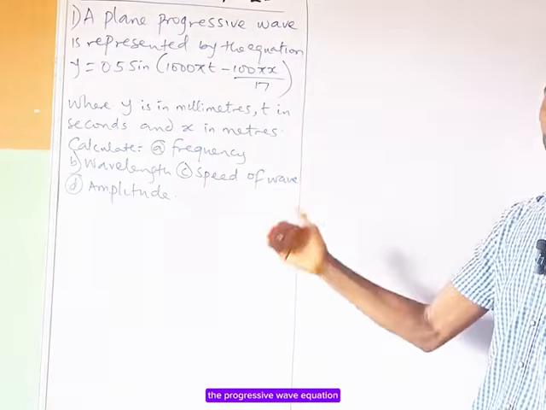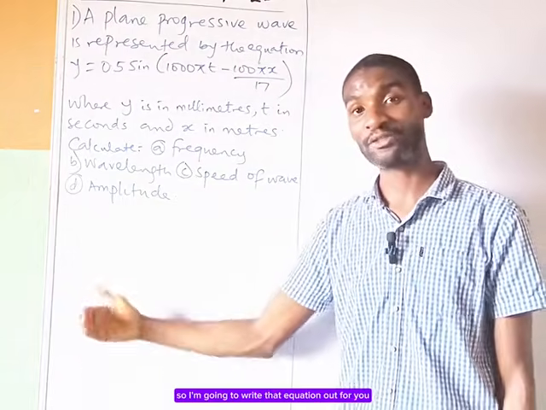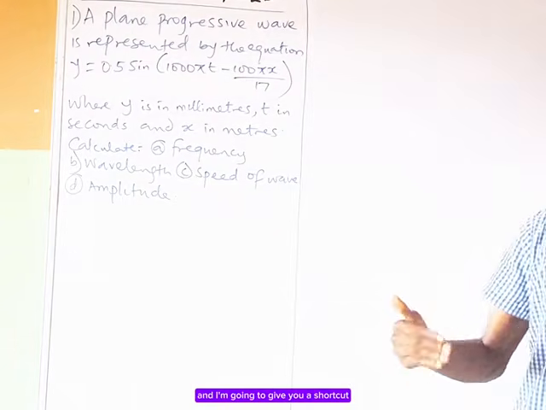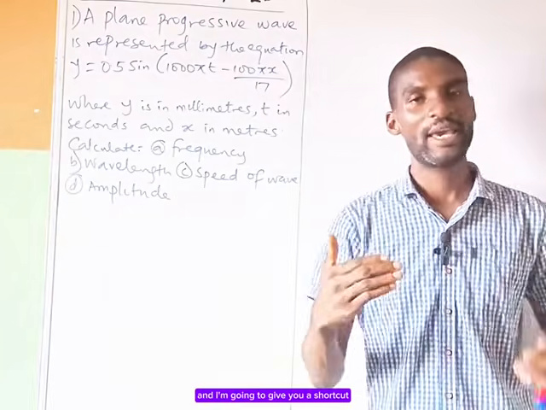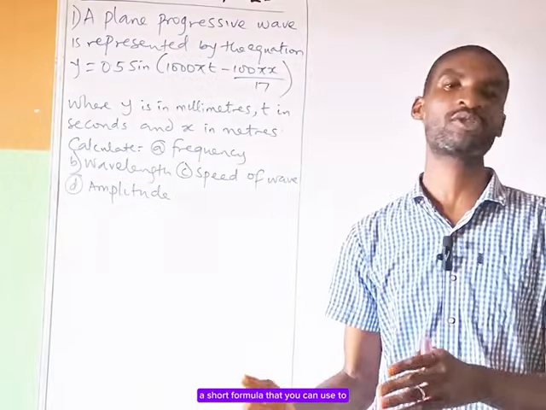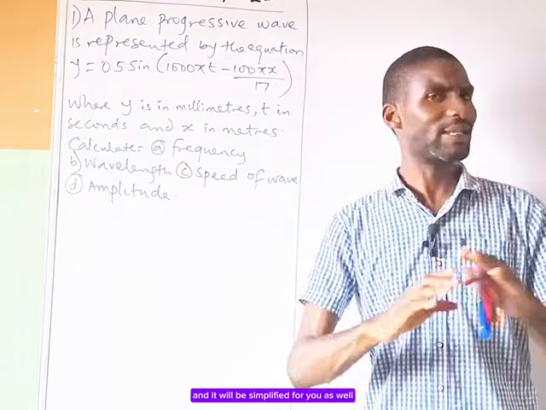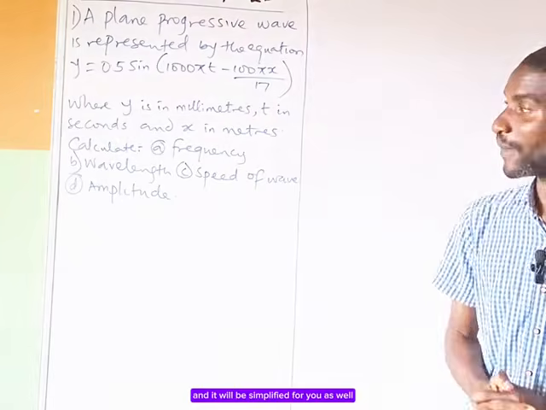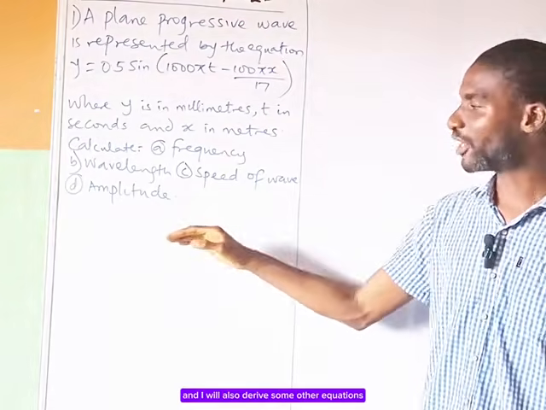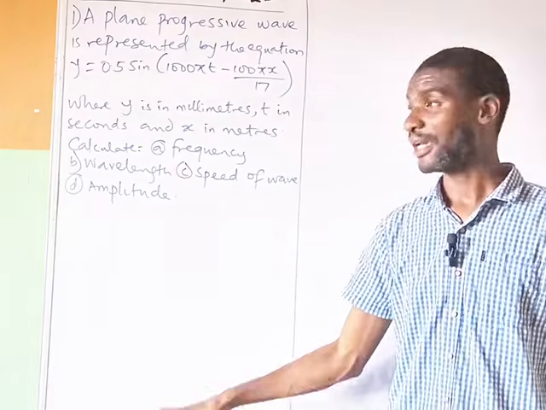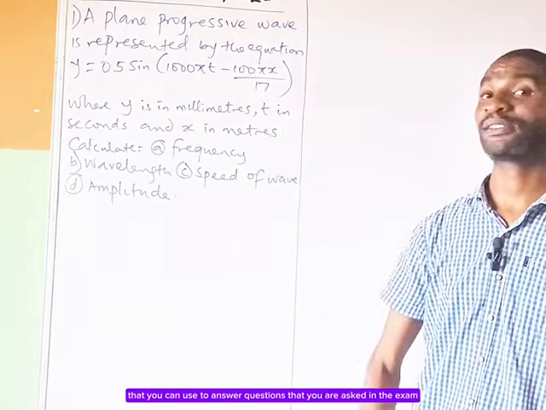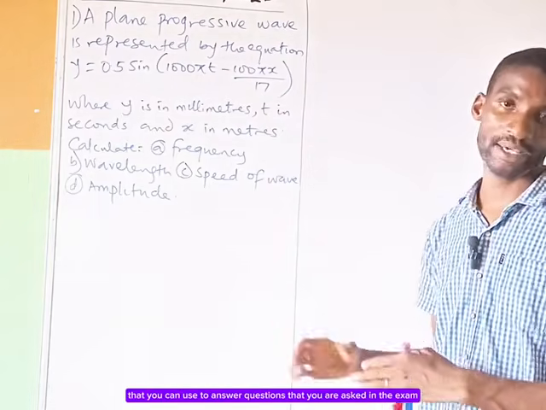So I'm going to write that equation out for you, and I'm going to give you a shortcut, a short formula that you can use to remember this progressive wave equation, and it will be simplified for you as well. I will also derive some other equations from it that you can use to answer questions that you are asked in the exam.